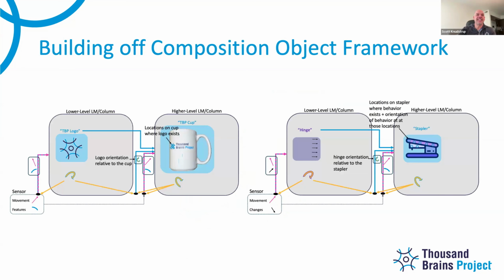So just to recap, we're taking the compositional object framework and repurposing it with the inclusion of behavior models. This is a relatively newer one. This is the review of the compositional idea, where locations on the cup are associated with locations on the logo and so forth.